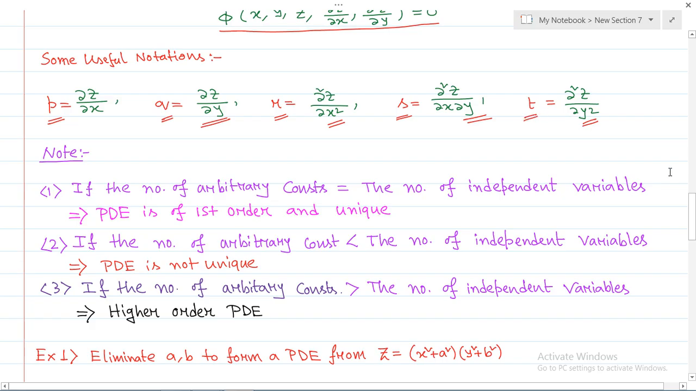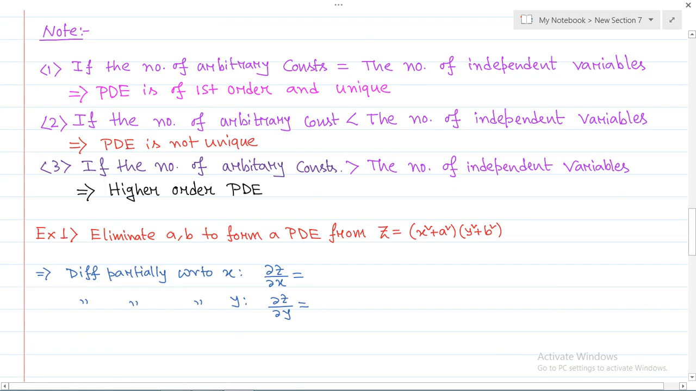Now the working rule that we need to follow before we start the problems, that is the relation between the independent variables and the arbitrary constants. Suppose we have a function which contains some arbitrary constants and we have to eliminate them to form the partial differential equation. So this note basically deals with that. Remember, if the number of arbitrary constants and the number of independent variables are equal, then the partial differential equation will be of first order and it will be unique.